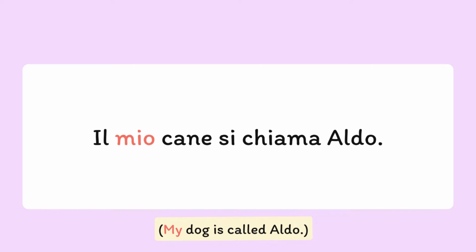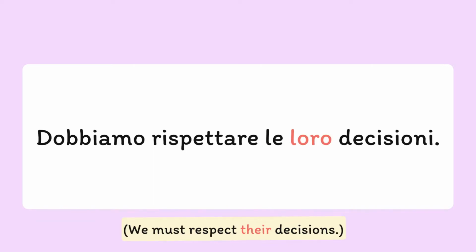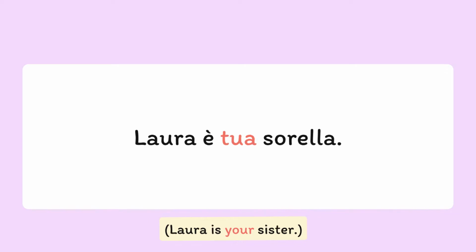Let's see some examples. Il mio cane si chiama Aldo. My dog is called Aldo. Mio follows the article il and precedes the noun cane. Questa è la mia macchina. This is my car. Dobbiamo rispettare le loro decisioni. We must respect their decisions. Quelli sono i nostri posti. Those are our seats. Laura è tua sorella. Laura is your sister. In almost all of these examples, we use the possessive adjective right after the article and before the object to which it refers, as I said.